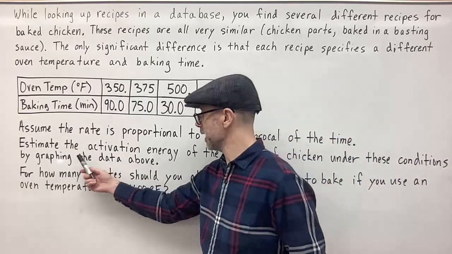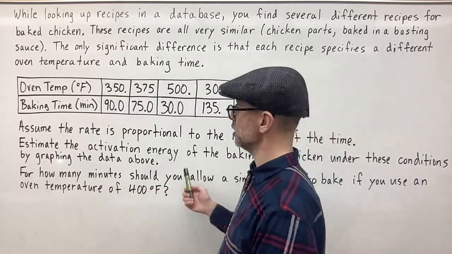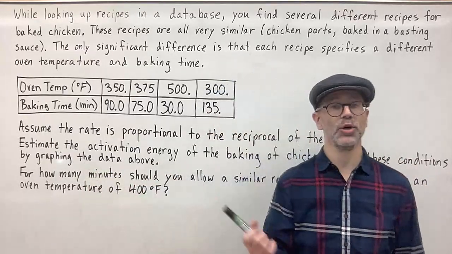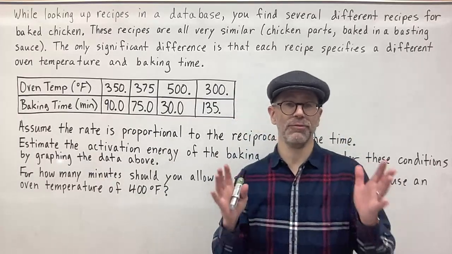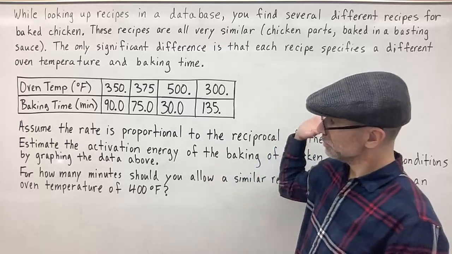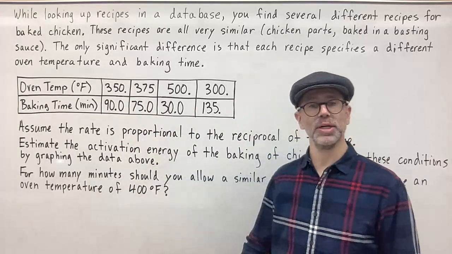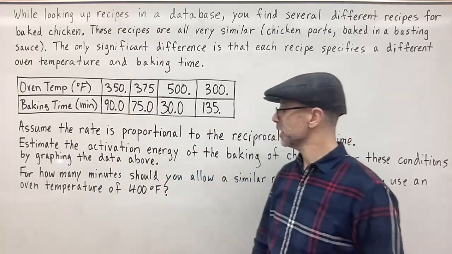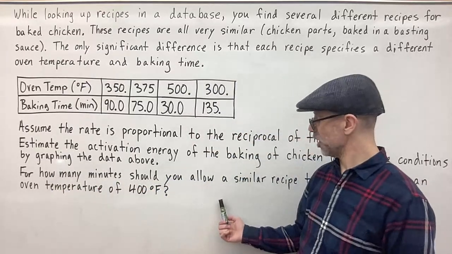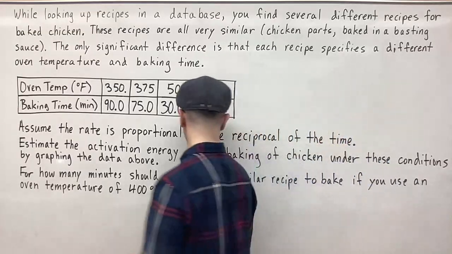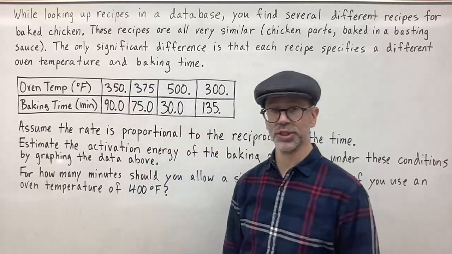It says estimate the activation energy of the baking of the chicken under these conditions by graphing the data. Yes, we're going to graph the data. I'm going to show you my graph after I've graphed the data, but we need to set up the data so we can graph it, and I'm going to show you how to do that. And then the next question is, for how many minutes would you allow a similar recipe to bake if you use an oven temperature of 400 degrees Celsius?